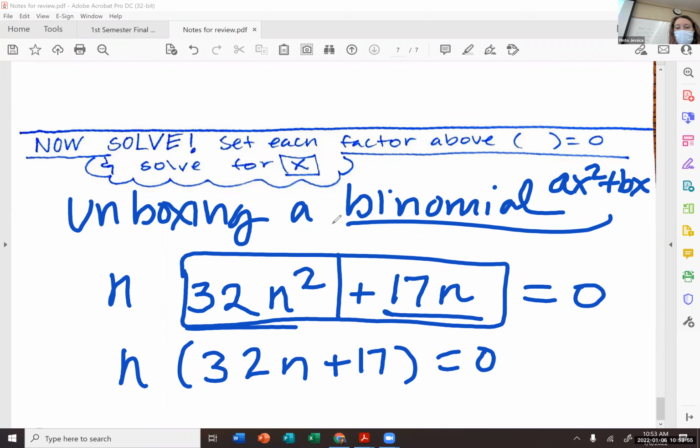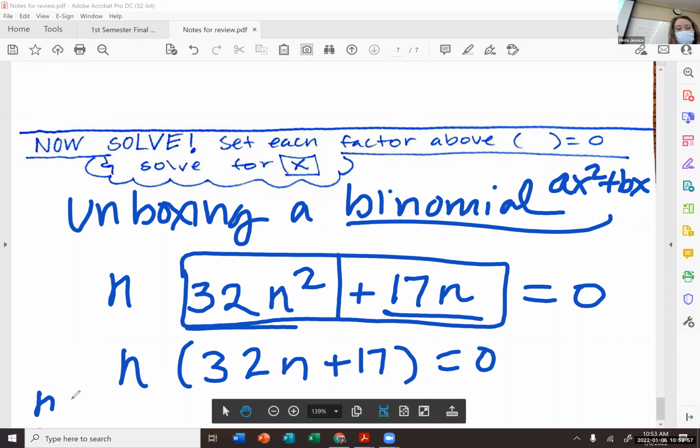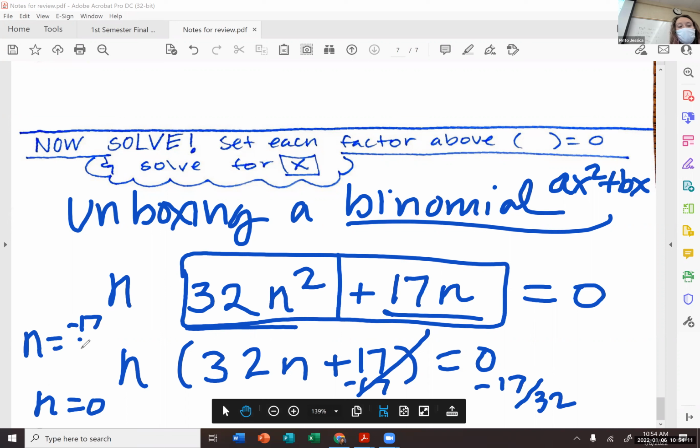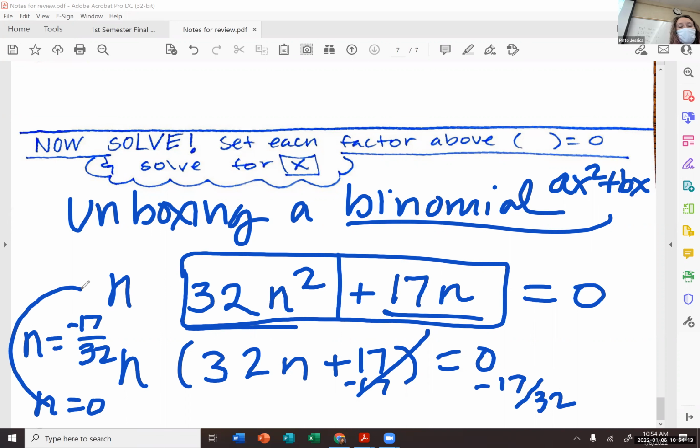So now I have my 2 values. n is equal to 0. And then 32n plus 17 is equal to 0. I subtract 17, and that goes away. And then I divide by 32. And I get n is equal to negative 17 over 32. I mention that because in your IXL, it has some binomials that students are getting stumped by because of this pattern.